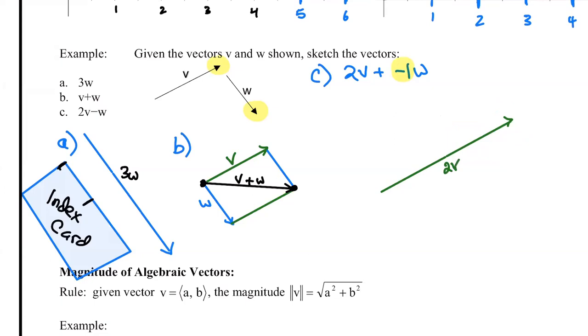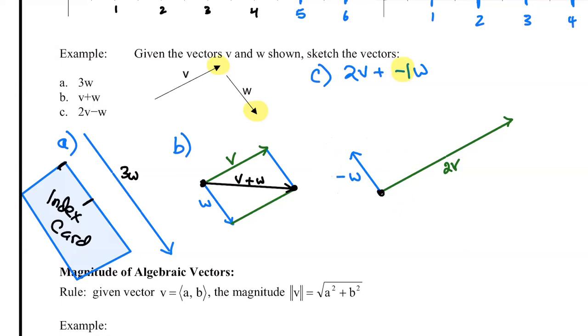Now I need a negative W. The negative line segment for W, I could just steal one of the ones that I already drew. Now it's going to be going in the negative direction from the intersection between the two. So this is going to be negative W. Instead of going downward like it did originally, it's going to go upward and to the left. Now I'm going to find the vector sum here, and when I do that, I'll have it.